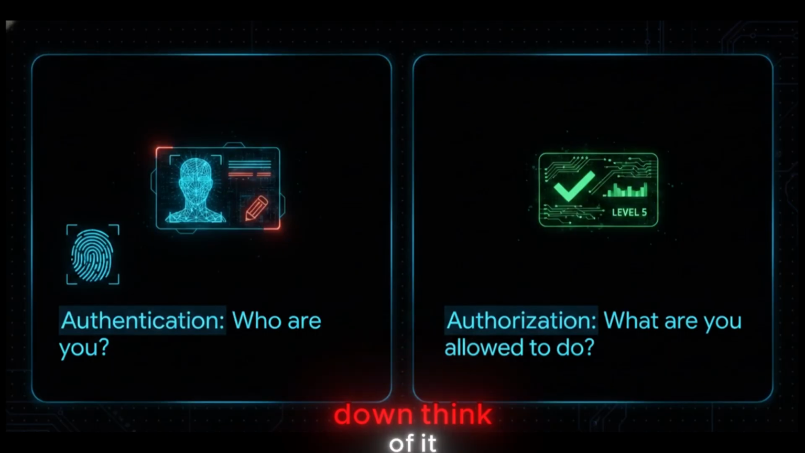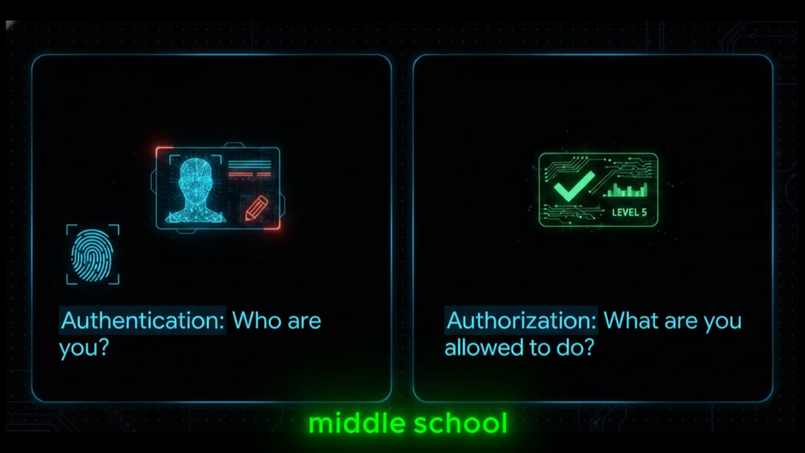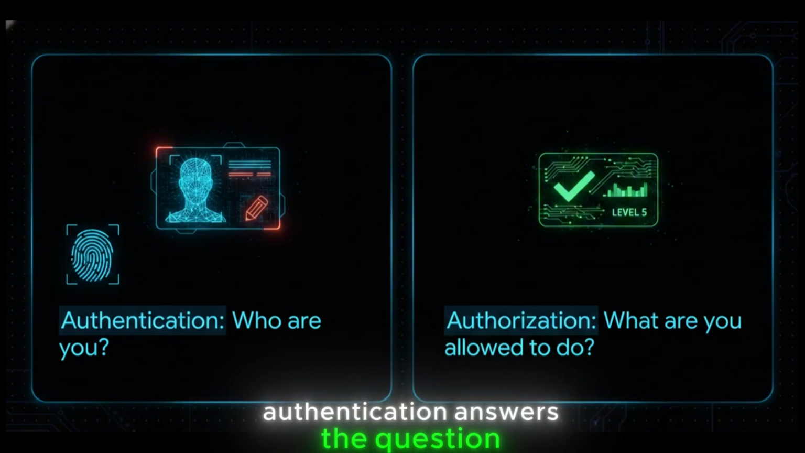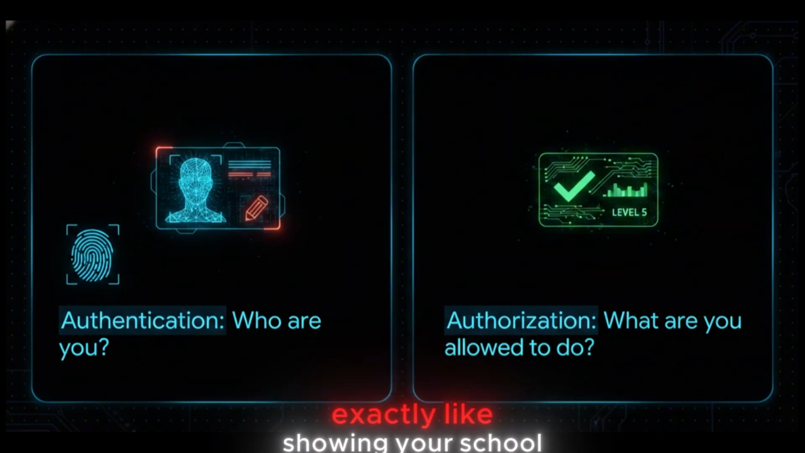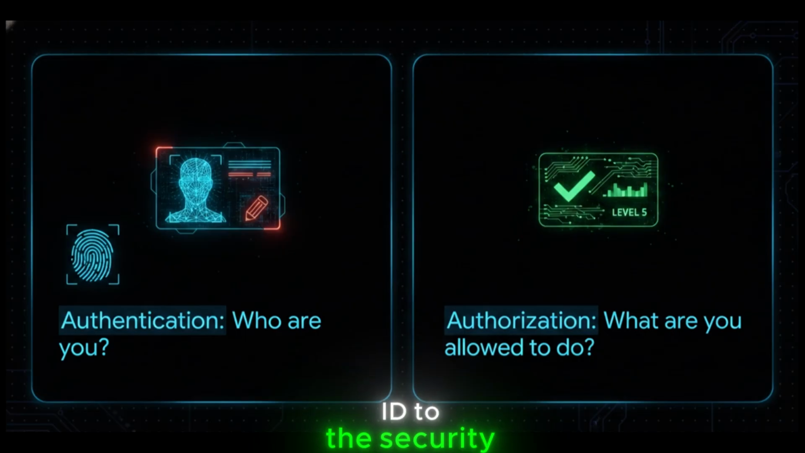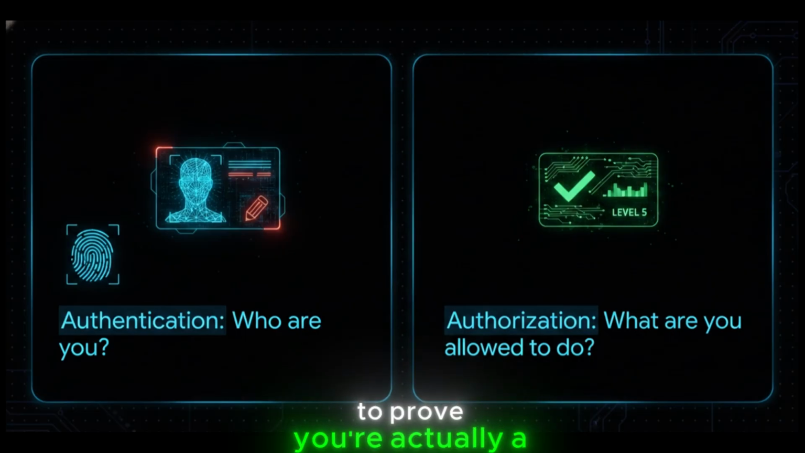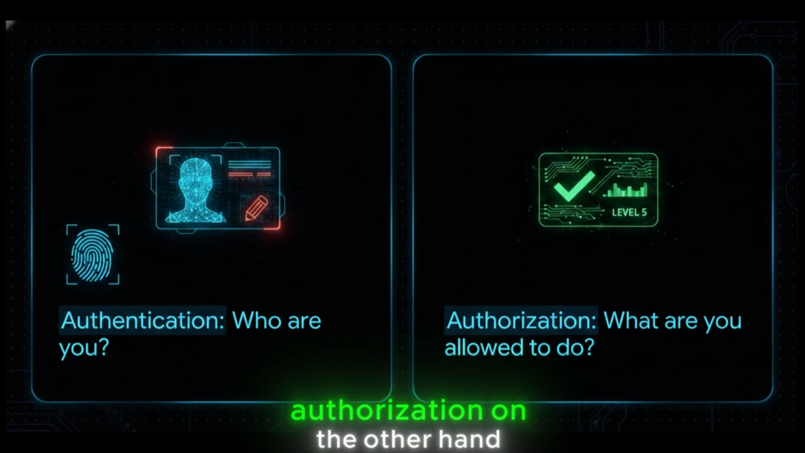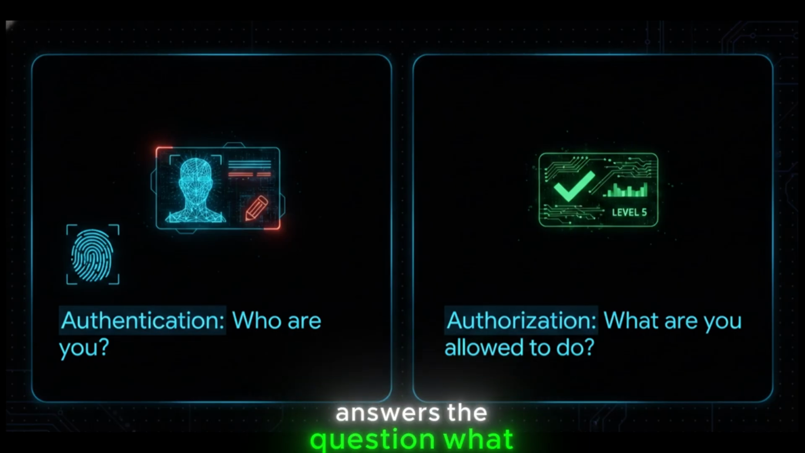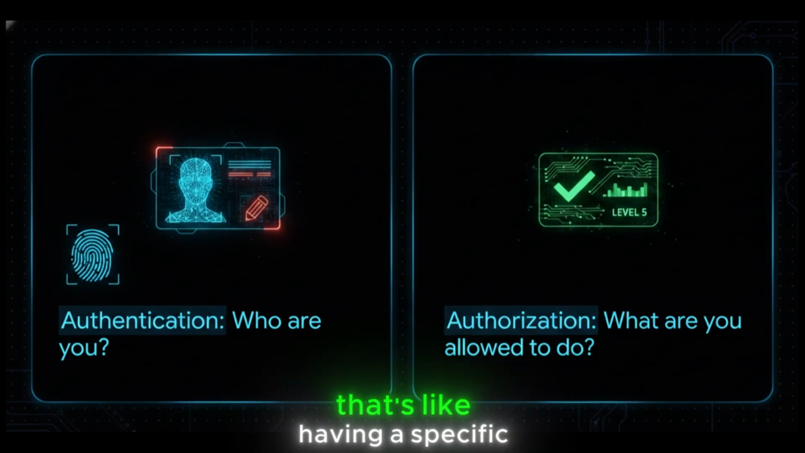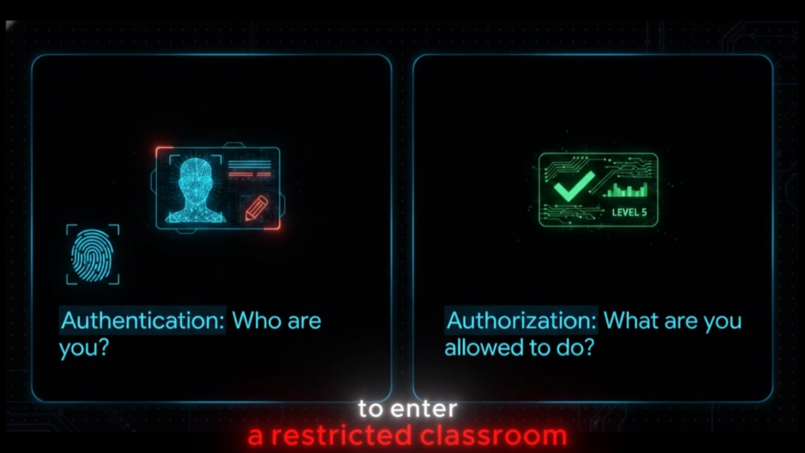So let's break this down. Think of it like being back in middle school. Authentication answers the question, who are you? It's exactly like showing your school ID to the security guard at the front doors to prove you're actually a student there. Authorization, on the other hand, answers the question, what are you allowed to do? That's like having a specific hallway pass signed by your teacher to enter a restricted classroom.